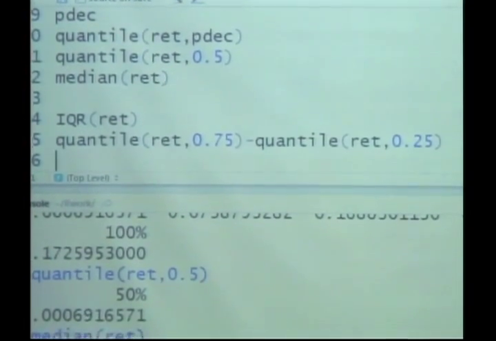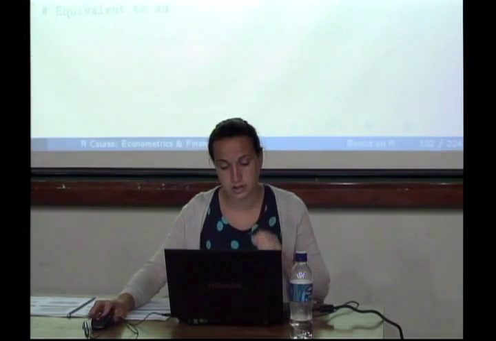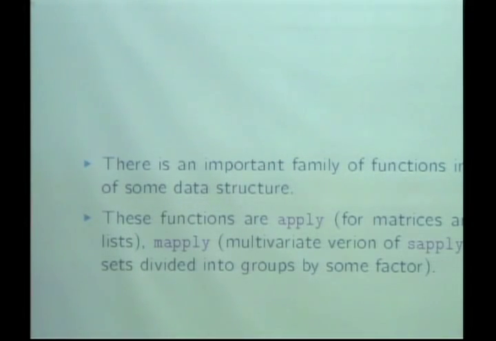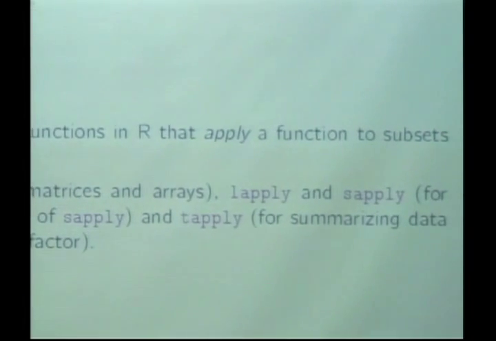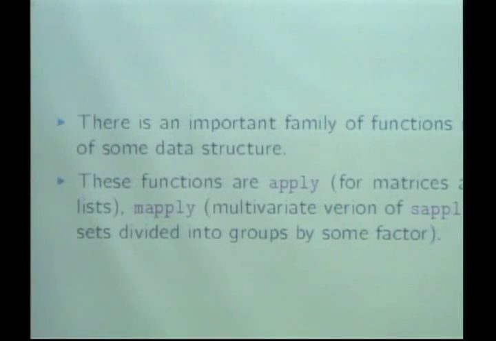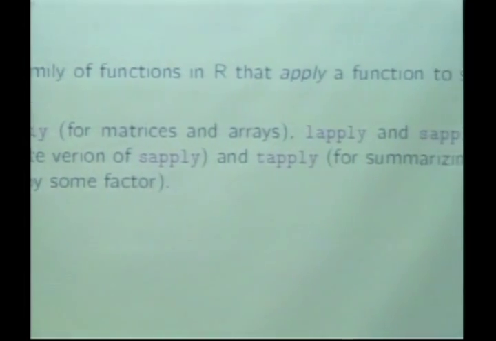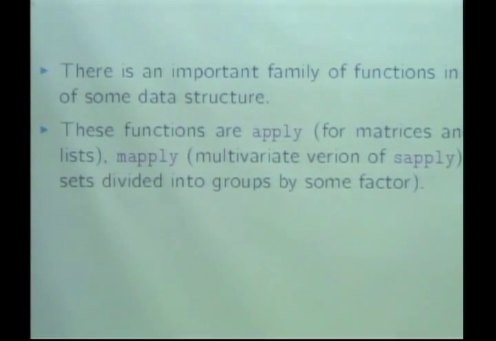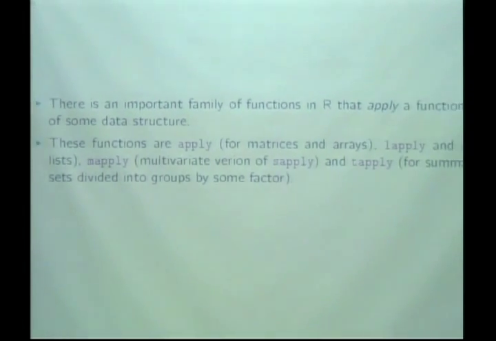And there is also a family of functions which is quite useful in R, and this is the apply family of functions. These functions included in this family are apply for matrices and arrays, lapply and sapply for lists. mapply is like a multivariate version of sapply, and tapply for summarizing data sets divided into groups by some factor. So we are going to see how we use these functions in R. Okay, but these are quite useful, and they avoid us using loops many times.